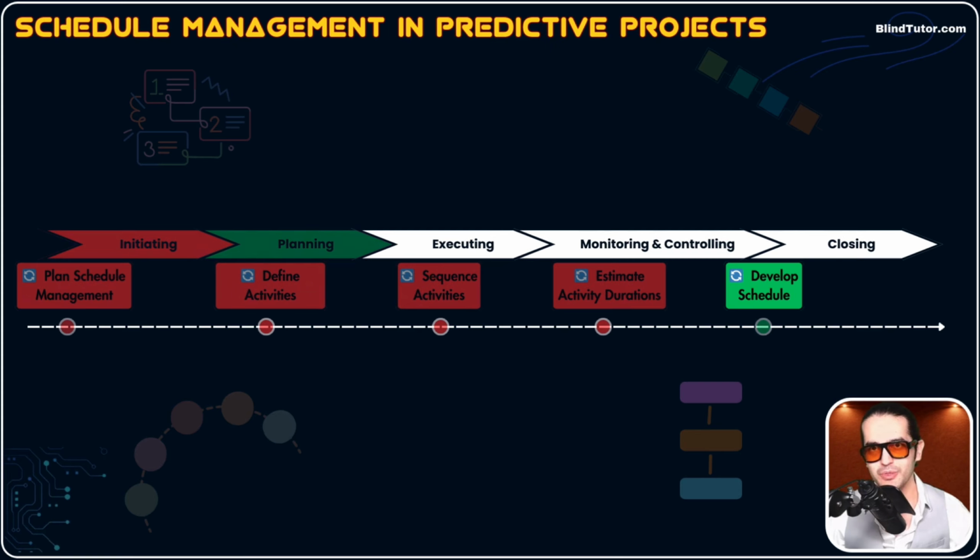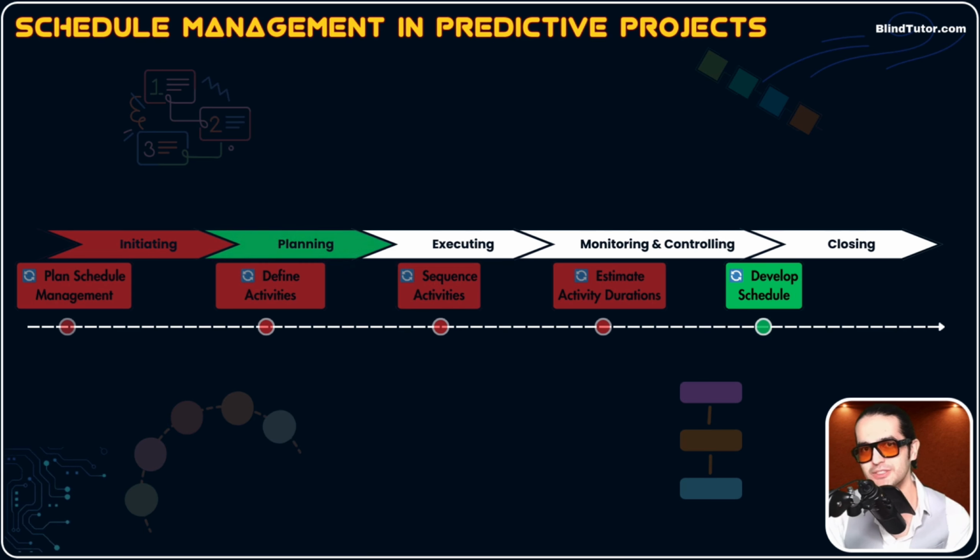We now want to start the fifth process of schedule management in predictive projects. We're still in the planning phase, guys, and this is the last process, I promise, okay? The process's name is develop schedule. We finally want to develop our project's schedule, that timeline of the project.